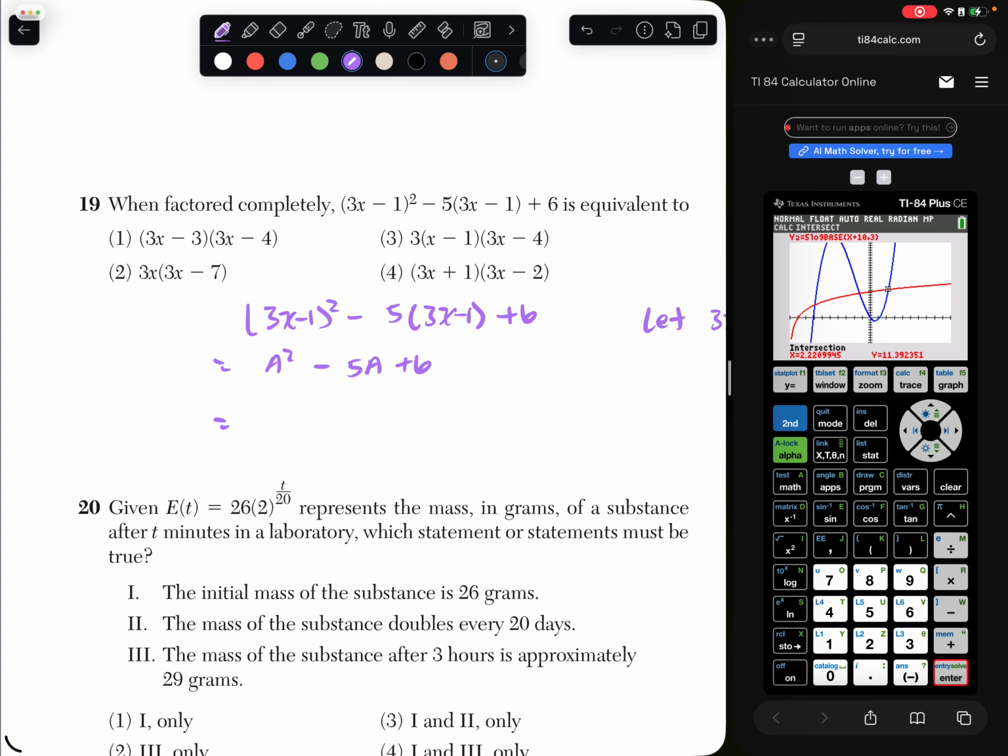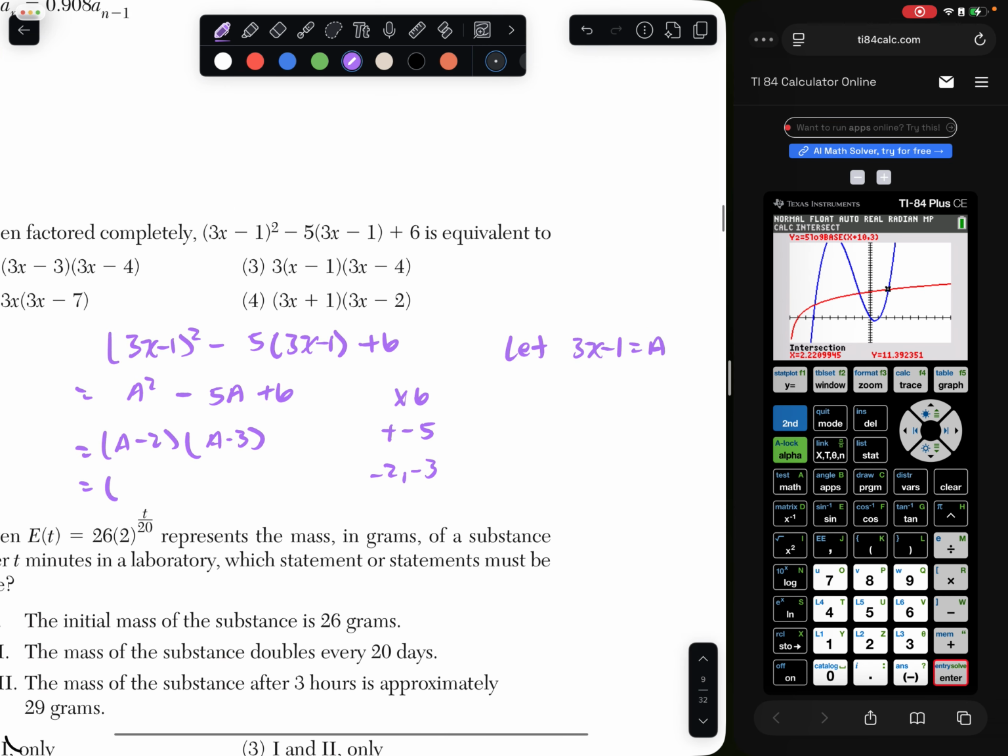Now this is easier to factor. Two numbers that multiply to 6 and add to negative 5. I'm thinking negative 3 and negative 2. So negative 2 times negative 3. And now I'm going to do the substitution. I'm going to substitute back in.